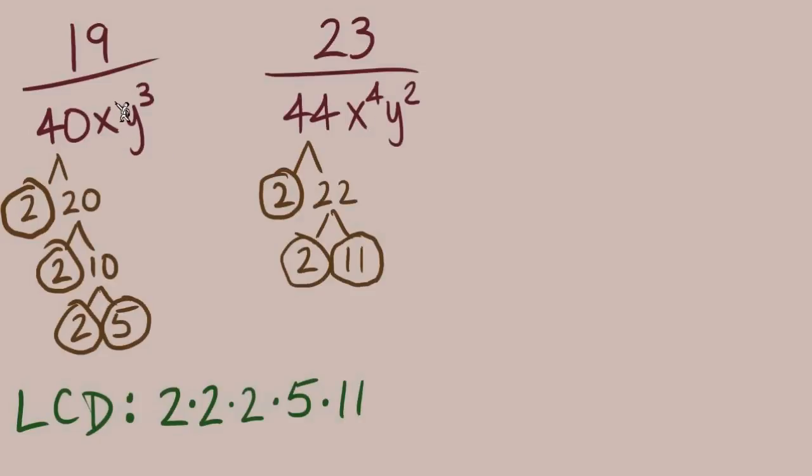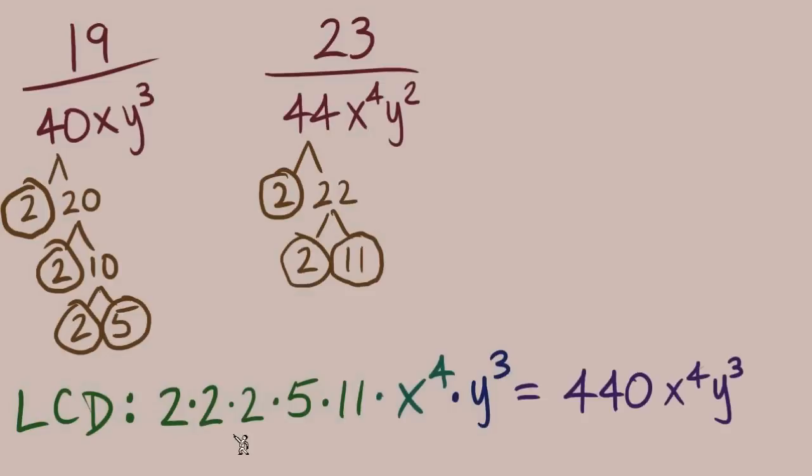If there's no exponent on the x, we don't see it, it means it's a 1. There's x to the fourth, go with where we see more. Here, x to the fourth. And then with the y's, that's where we see most, y to the third. And if we multiply the number parts together, 440, and then x to the fourth, y to the third.